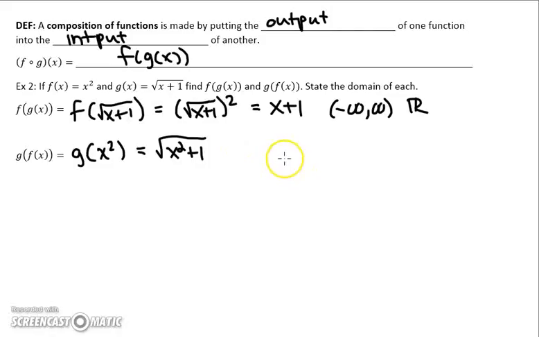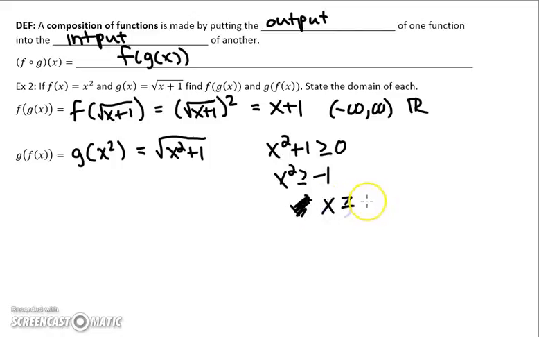So for our domain, we want to make sure that x squared plus 1 is greater than or equal to 0, which would be x squared has to be greater than or equal to negative 1. So x has to be greater than, it's not x squared, but x has to be greater than or equal to i. Since that's imaginary, this is going to work for all real numbers again. So there's no real number that's going to make this have a domain issue. So all real numbers for both domains on that one.